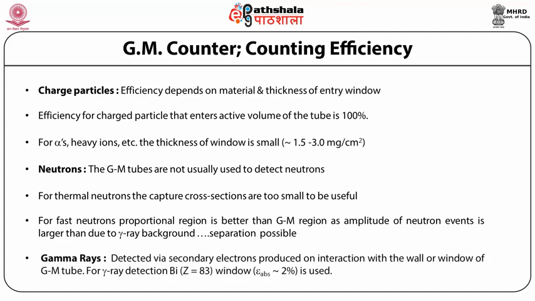Right. Gamma rays. Now we want to check how the GM counters behave with gamma rays. Gamma rays in GM tubes are detected via secondary electrons produced on interaction with the wall or window of the GM tube. For gamma ray detection, a bismuth window is preferred, as bismuth has high Z, so more probability of interaction, and efficiency is around 2%.